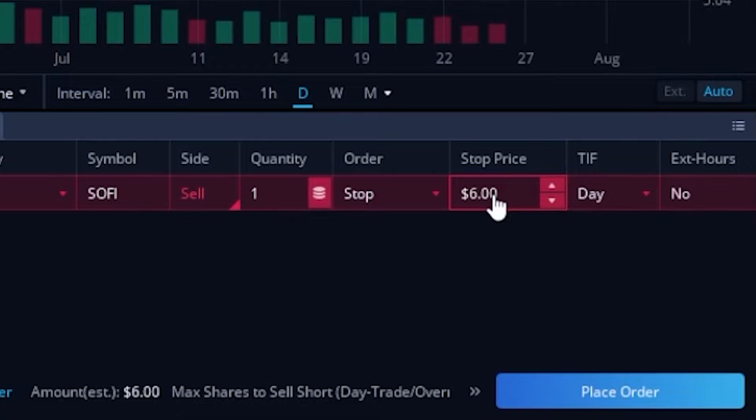So again, what I'm essentially saying is, if SoFi ever drops below 6, get me out of this thing because I don't want to lose any more money. And if it does hit 6 or lower, a market order will immediately go out there and I'll sell it for whatever the next best available price is.